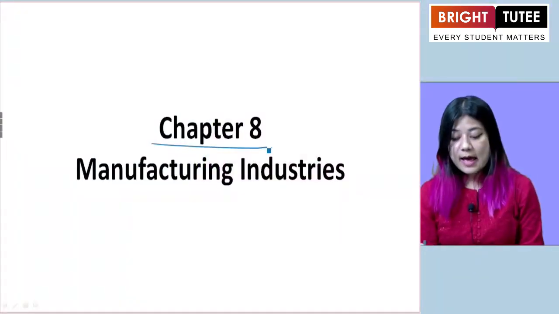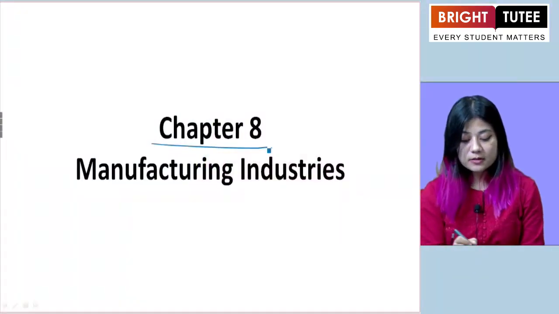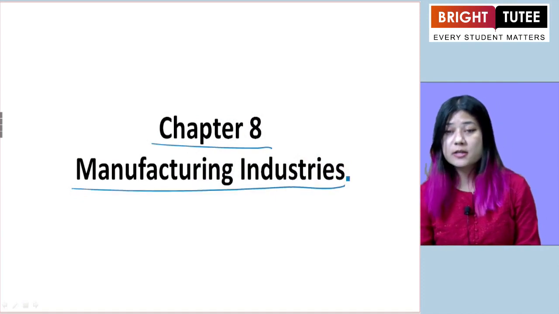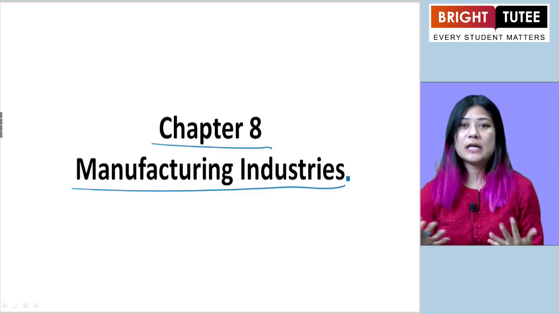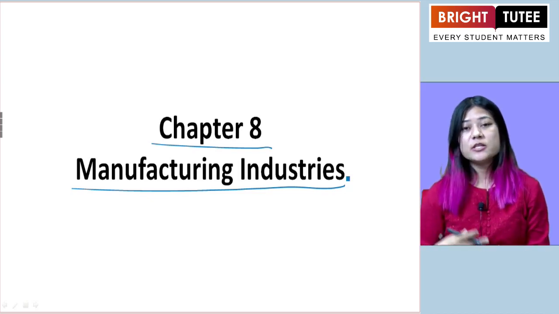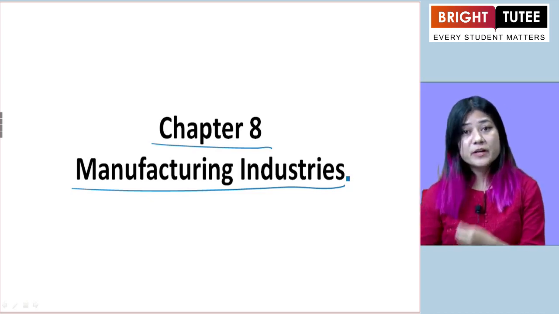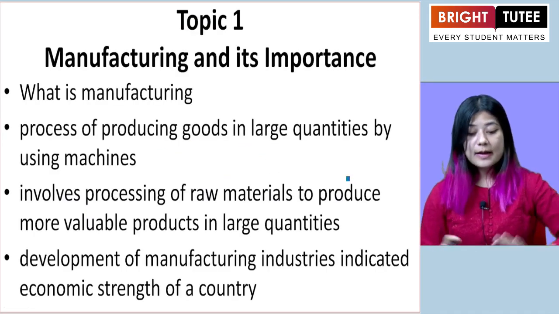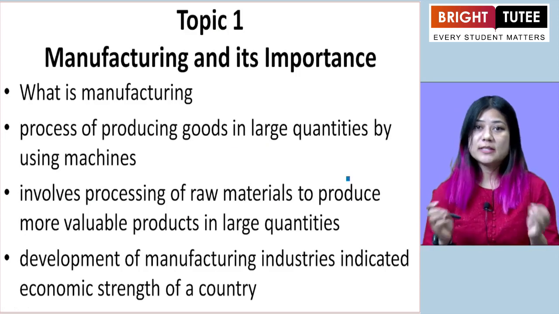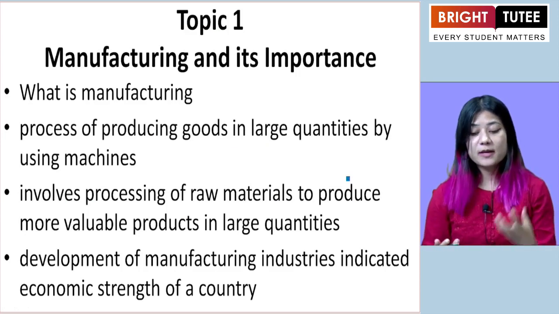Hello guys, welcome back to our lesson. So today we have chapter 8 from your geography section of the book, and the title of this chapter is called Manufacturing Industries. So basically this chapter is all about different kinds of industries which manufacture finished goods, different varieties of goods.